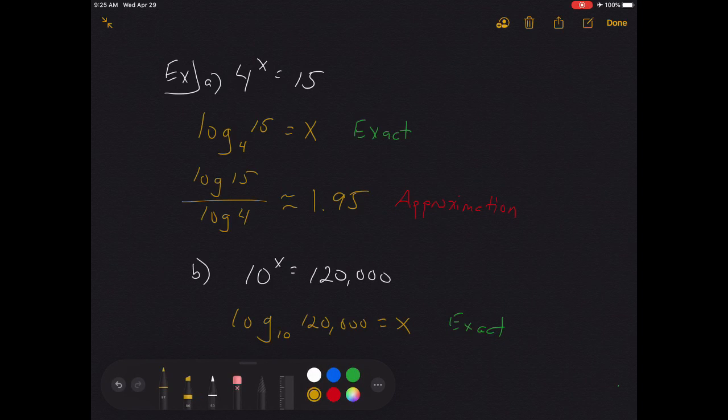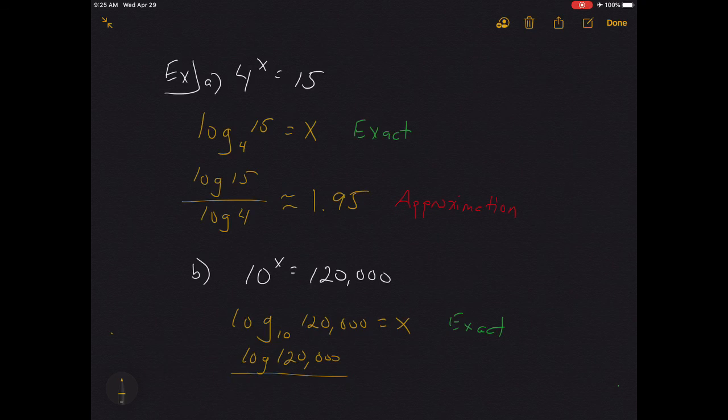So if we were to go ahead and write this, now I did not have to write the base of 10, by the way, on this thing. I just did to make it easier. If we were to rewrite this, it would be the log of 120,000 divided by the log of 10. Now, did I have to really do that? No, I didn't, because the 10 already is in a common log.